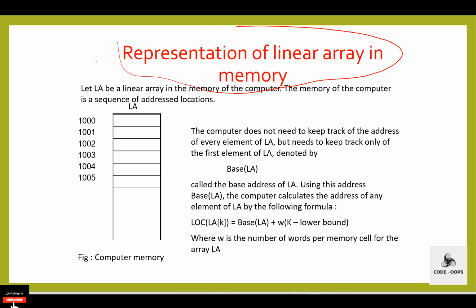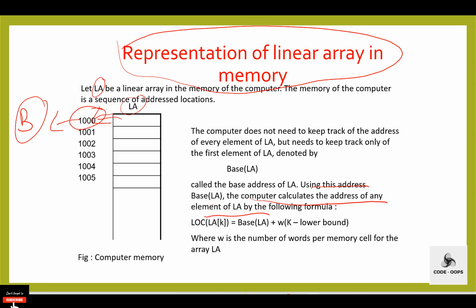Representation of a linear array in memory. Suppose LA is the name of the array. The memory of the computer is divided into cells and every cell has an address. The computer does not need to keep track of the address of every element of array LA, but needs to keep track only of the first element of array LA. The address of the first element is known as the base address of an array. Now in this case, 1000 is the base address of the array.